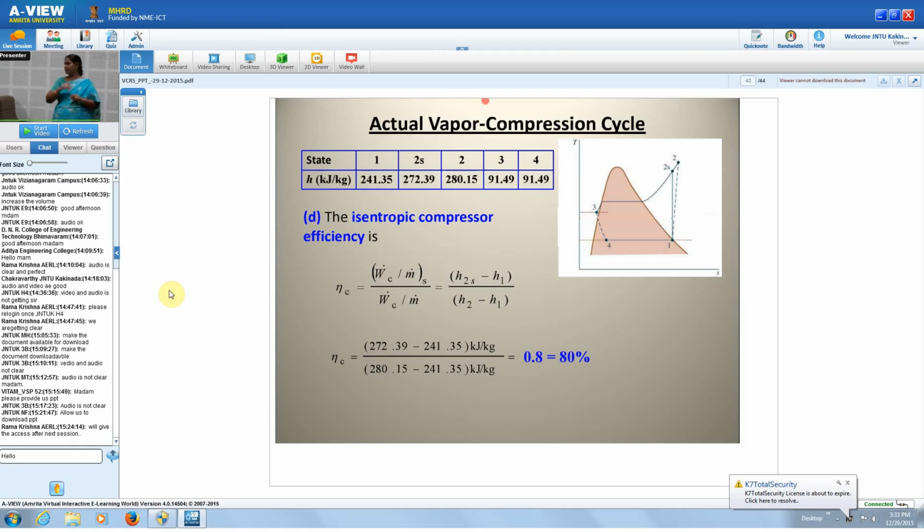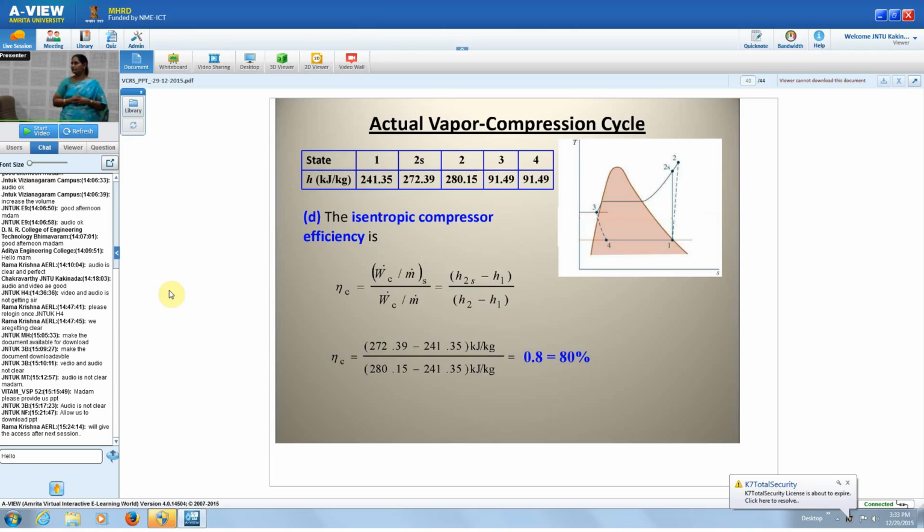Entropy at 1, because that is dry and saturated, we can note down directly from the table as S1. But what about S2? How to find S2? That is the saturation temperature at the maximum pressure that you know, plus Cp of the vapor into the superheating temperature minus T saturation. With that you have to find out the superheating temperature at the discharge of the compressor.